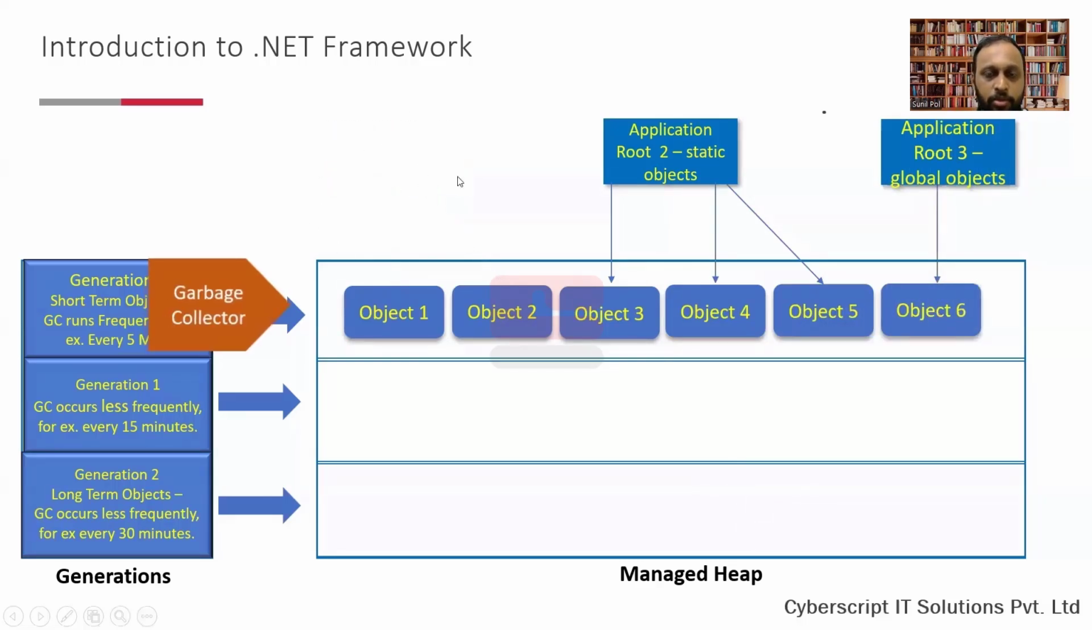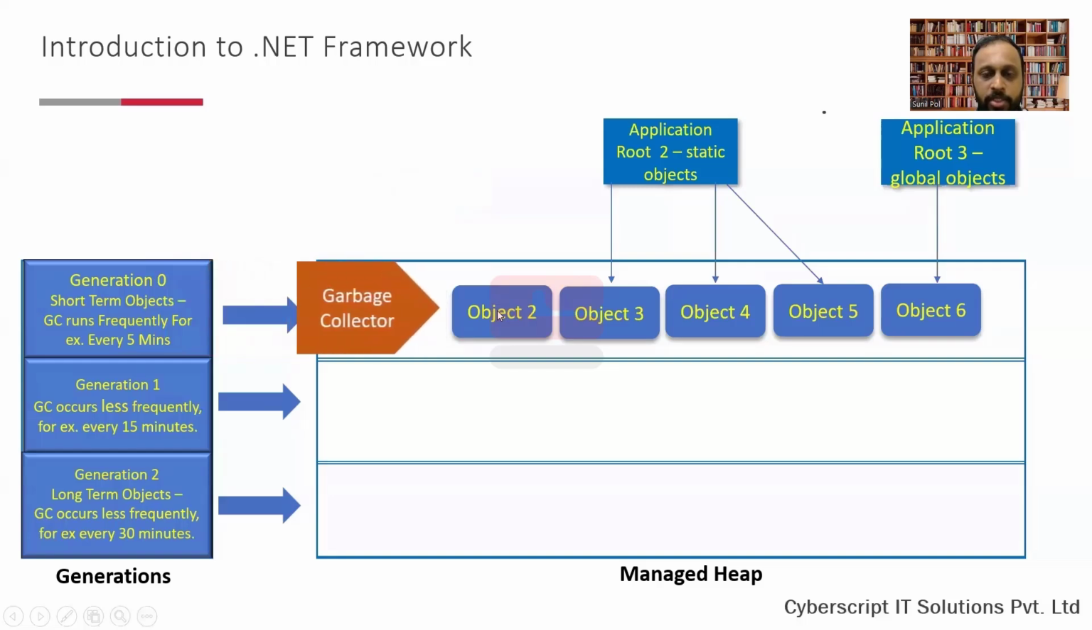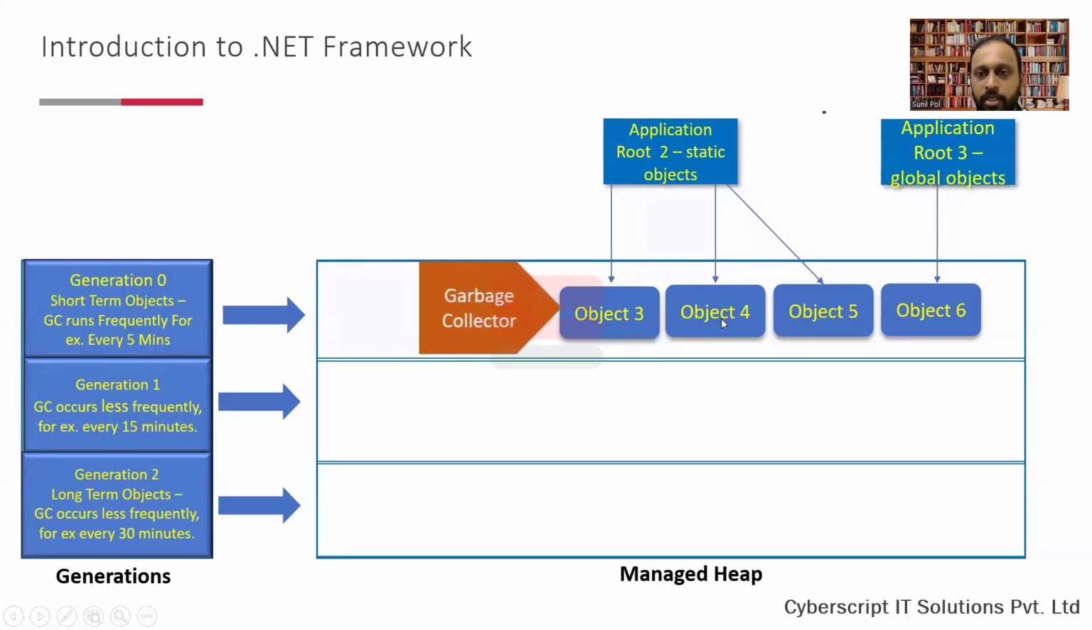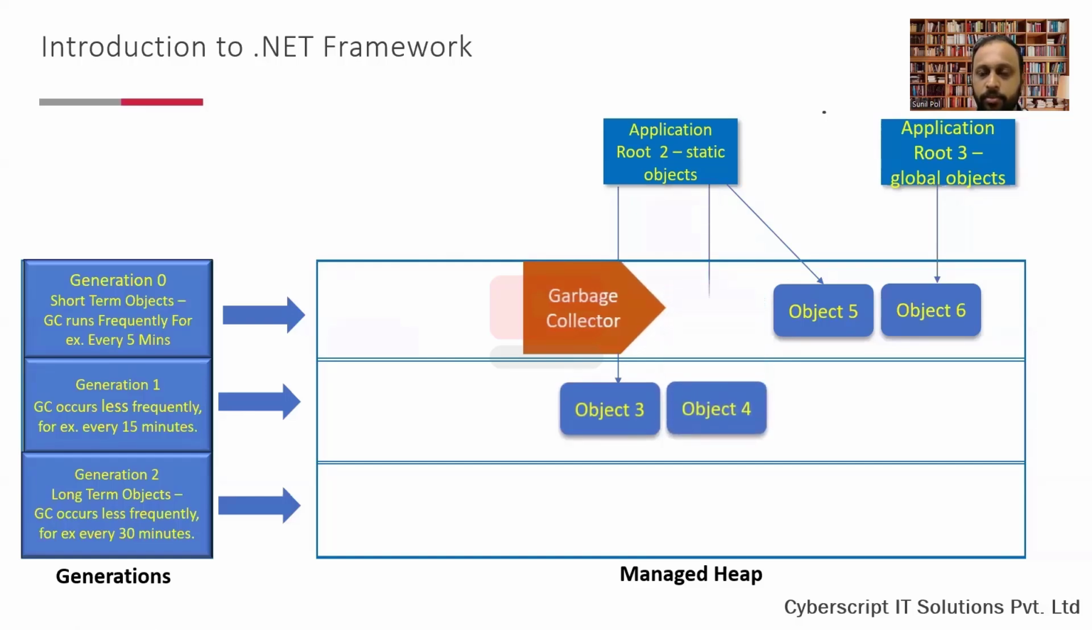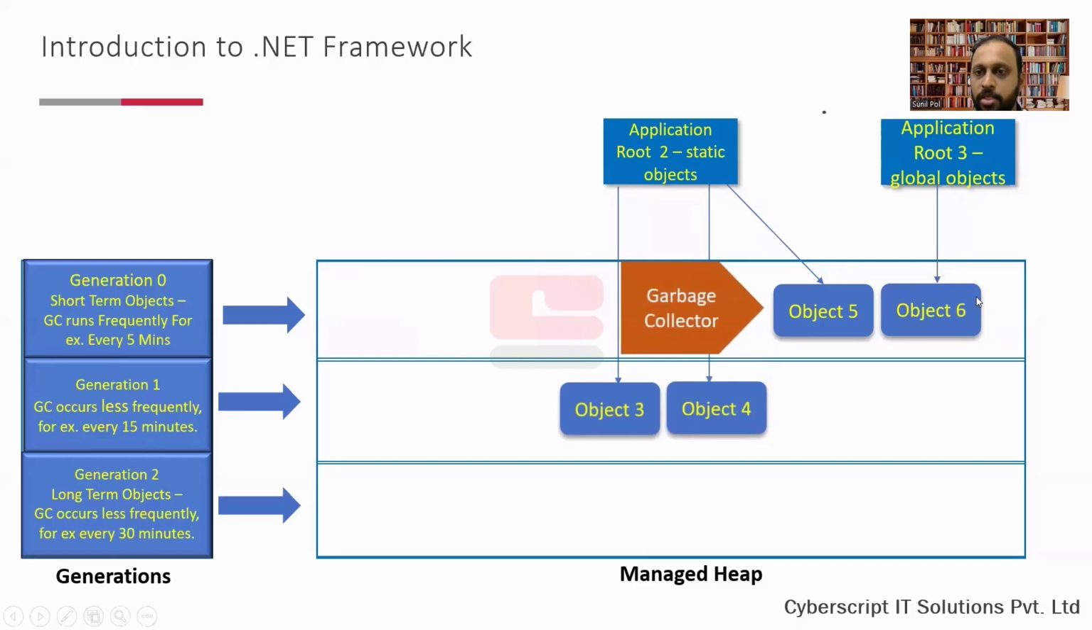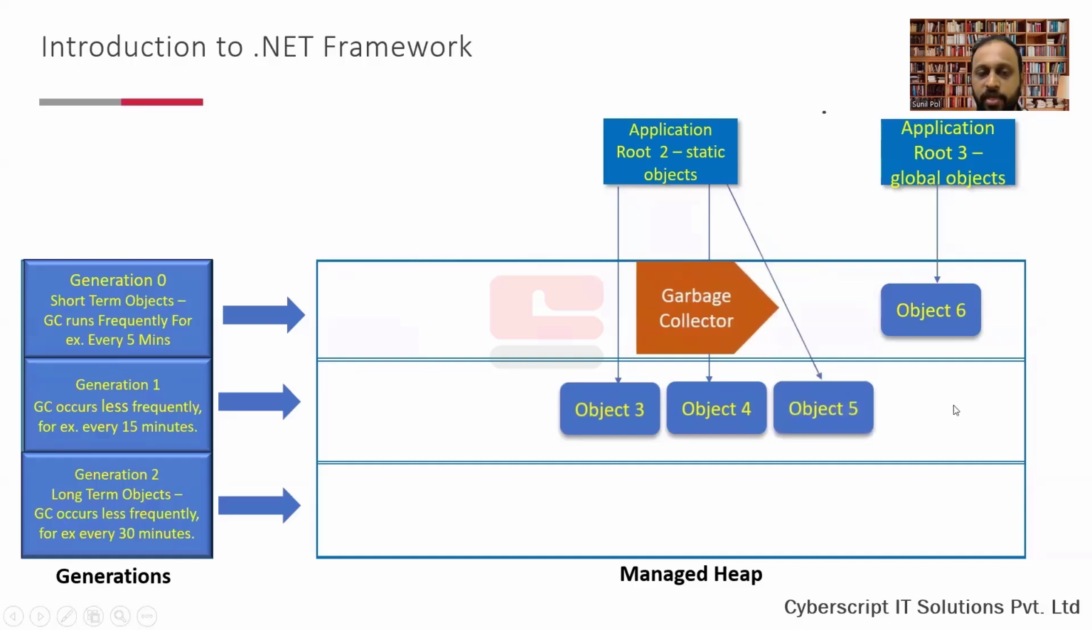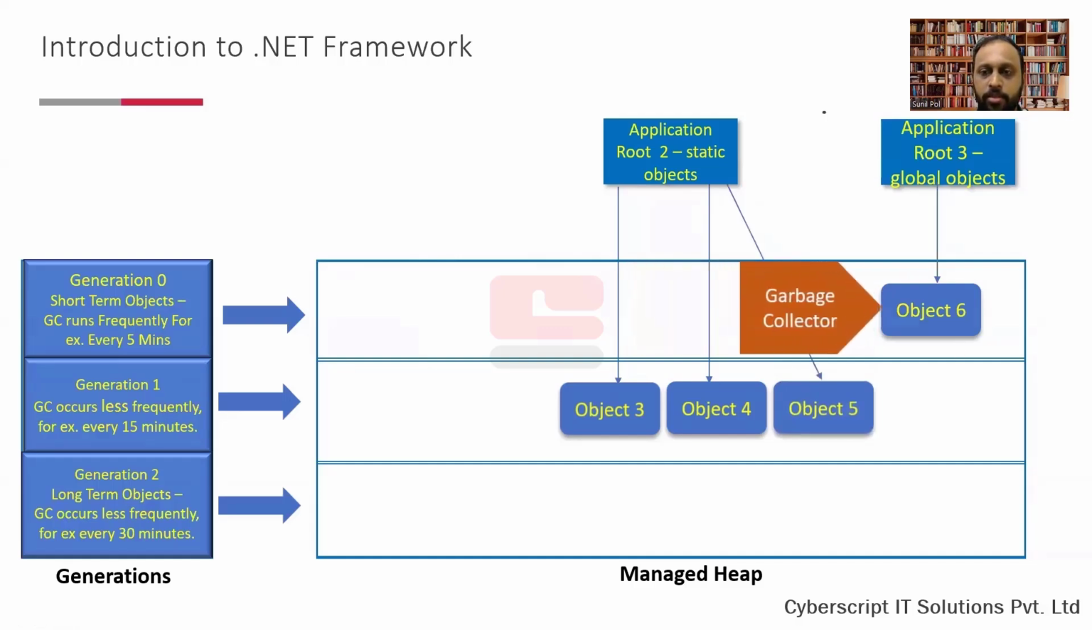After some time, the first root is closed or finishes its task. So object 1 and object 2 are considered garbage objects by the garbage collector and would be deleted from the memory. Now the garbage collector will check whether objects 3, 4, 5 are referred to by an application root. So those get shifted to generation 1. Also, object 6 is still referred to by application root 3, so object 6 is also shifted to generation 1.